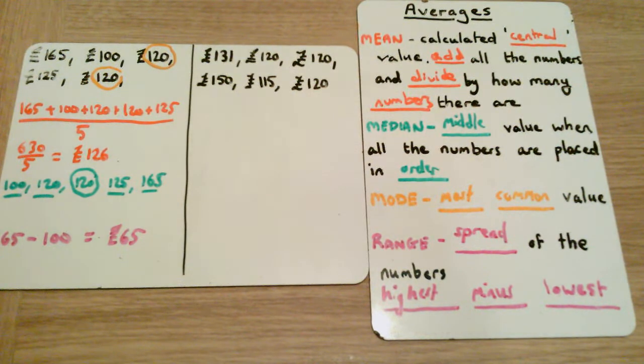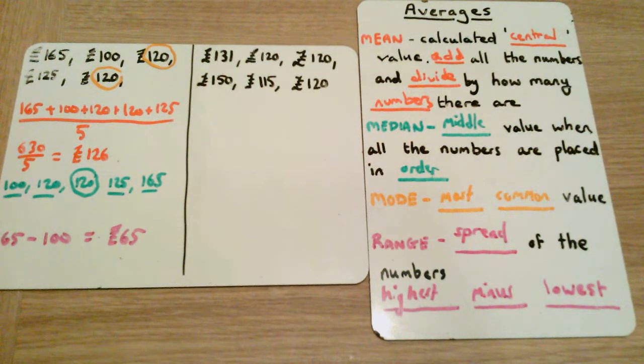That means that at this company, you could earn roughly £126, but there'll be a spread of £65. It might be that you go down to as low as £100 or as high up to £165. So you don't know what you're going to earn at this company. It might range between 100 and 165.